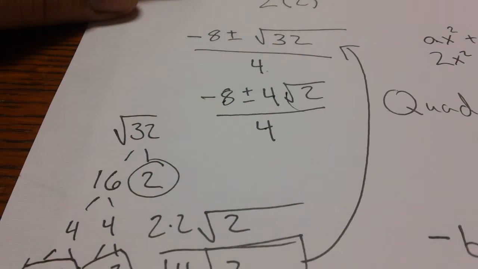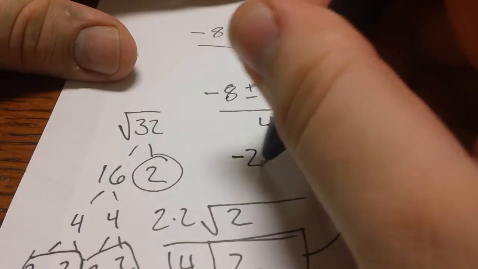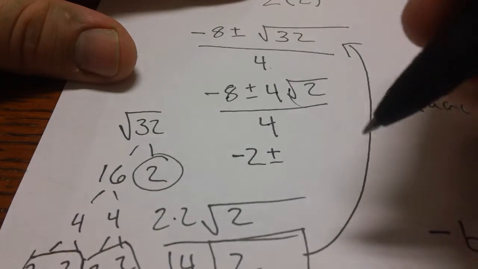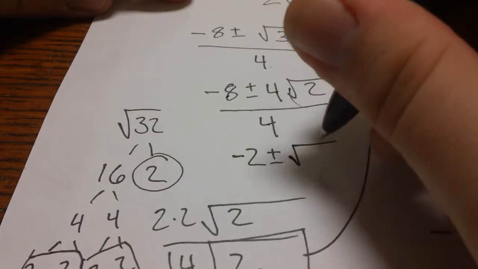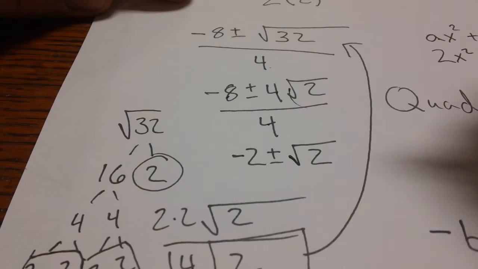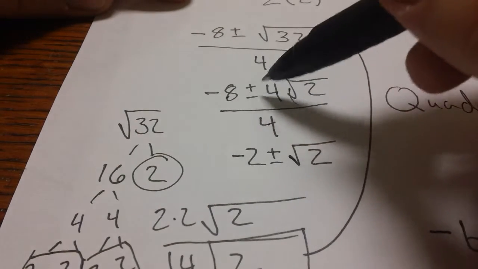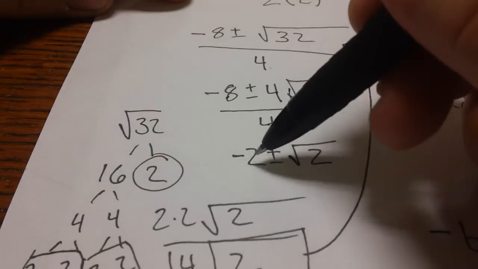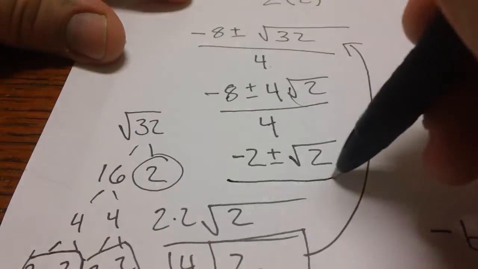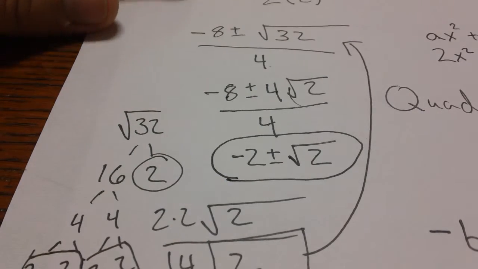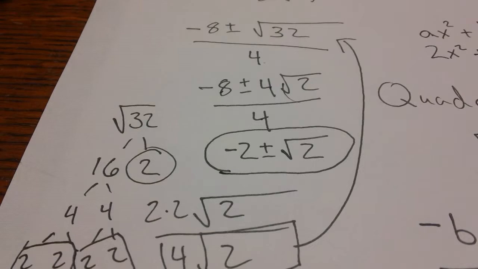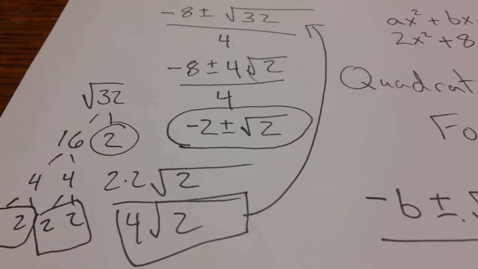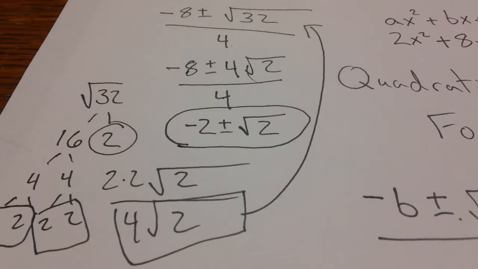-8 over 4 is -2. So we can write -2 plus or minus, and then 4 over 4 is just 1. So technically we could write 1 here, but there's no need since that square root of 2 is going to be there, right? So we get -2 plus or minus the square root of 2 as our final answer. You could break that up into -2 plus the square root of 2 and -2 minus the square root of 2, but in my opinion, this accomplishes that just as well. So this would be our final answer.